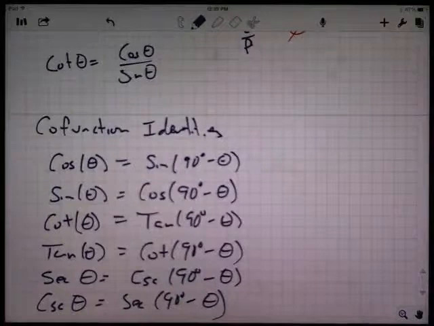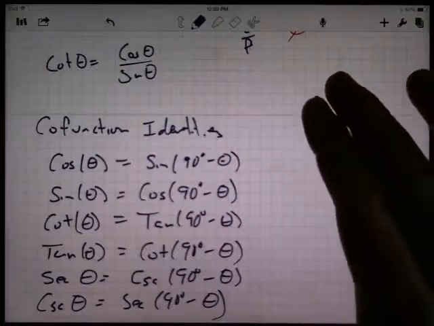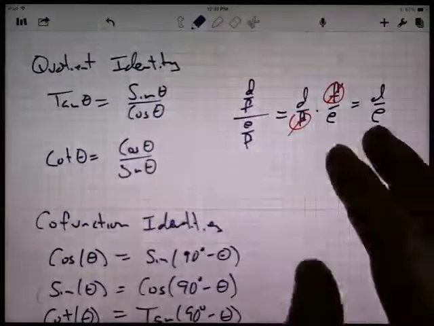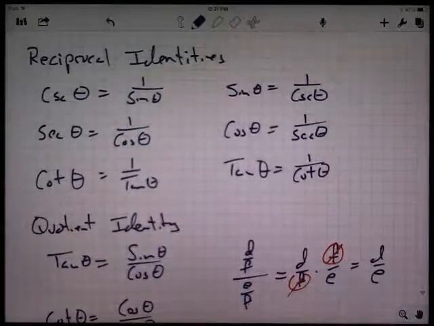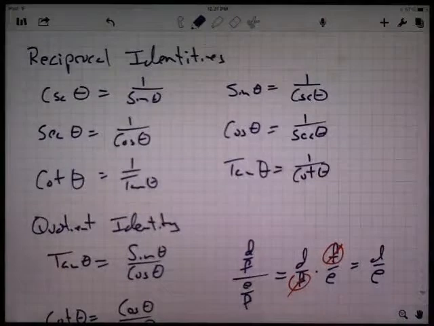All right. These are three sets of what we call the basic identities: the cofunction identities, the quotient identities, and the reciprocal identities. There's one more set of basic identities that are called the Pythagorean identities, and we will look at those in another video.